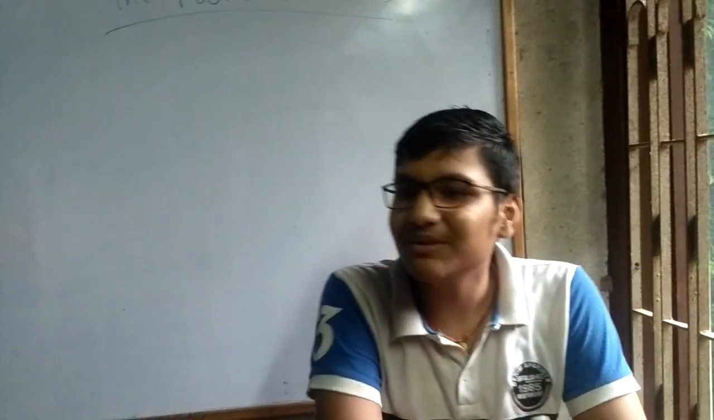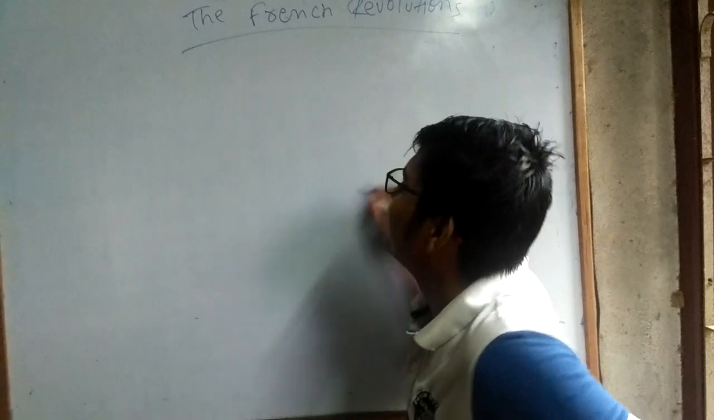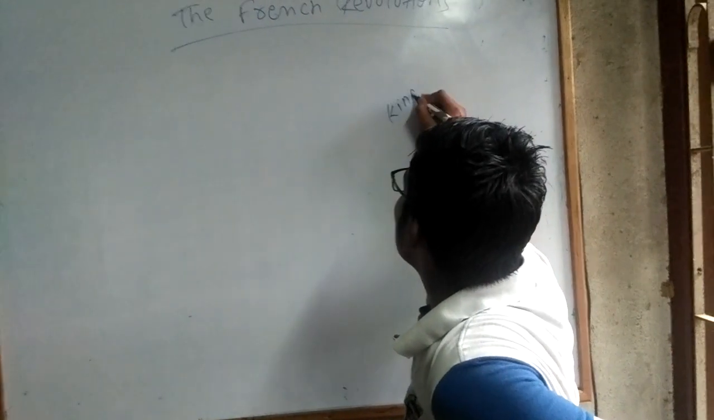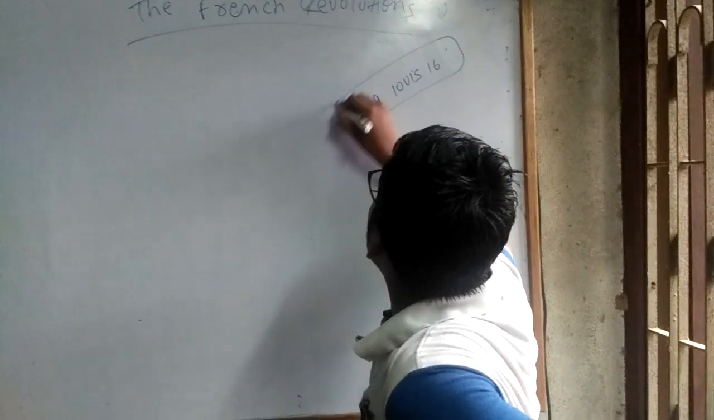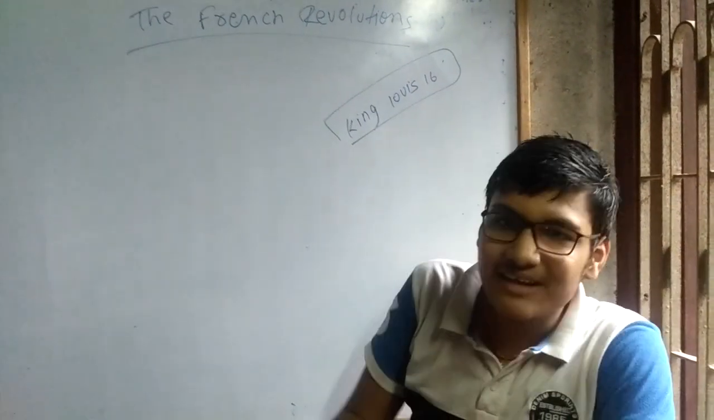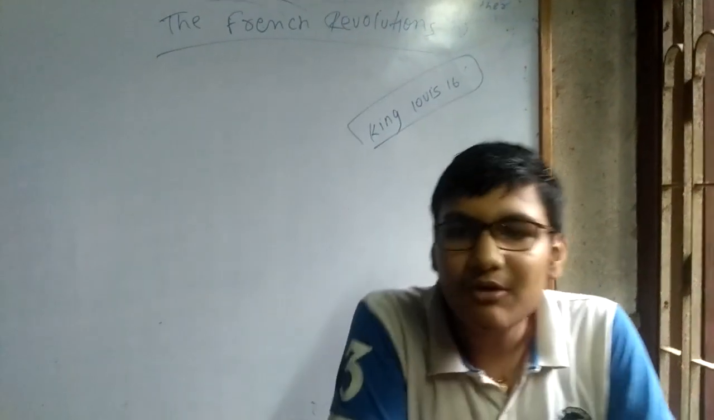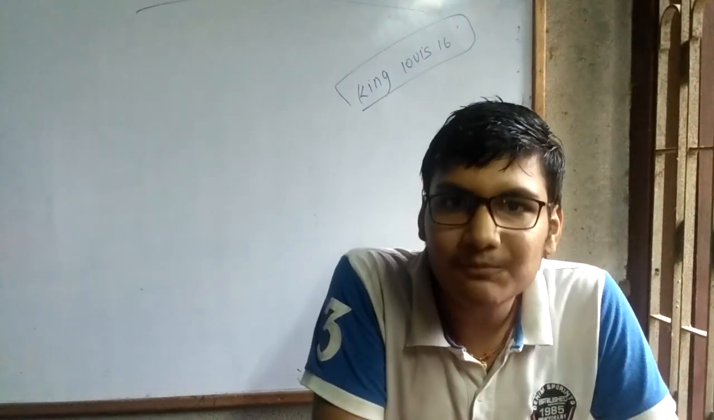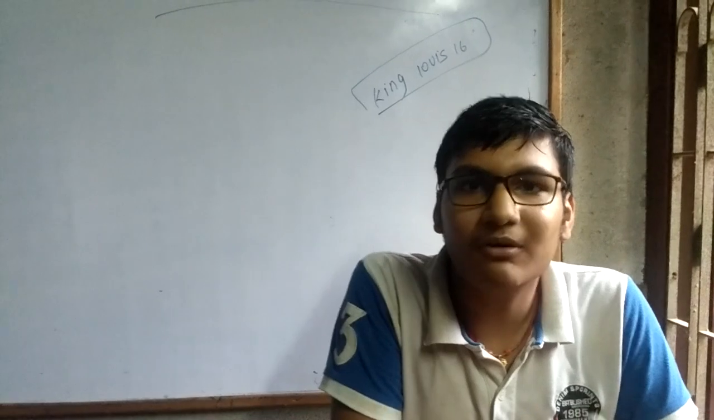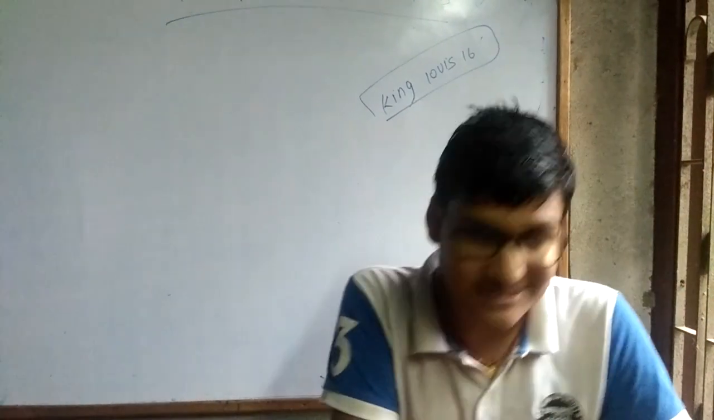The main villain of this movie is King Louis XVI. In this whole chapter we will discuss how King Louis XVI was removed from being the Emperor of France. So let's start.